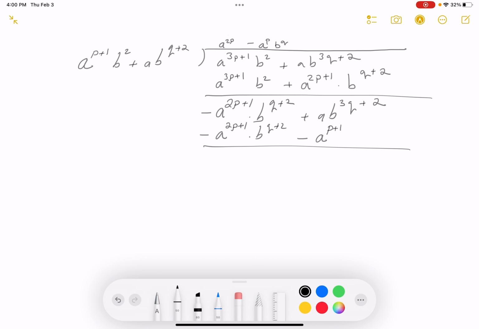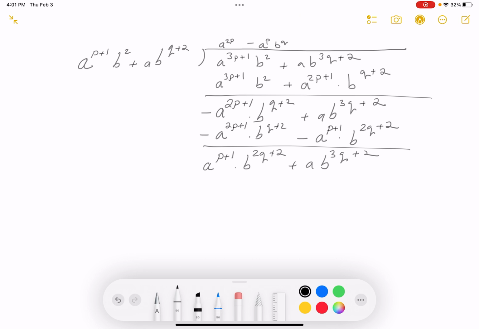Make sure I did that right. Yep. And let me keep going. And what are you going to get? You're going to get b to the 2q plus 2. And now I'm going to subtract. And what do you get? No, you get plus, right? So plus, let me get my eraser out. I spoke too quickly. So you get a to the p plus 1 times b to the 2q plus 2, plus a b to the 3q plus 2.